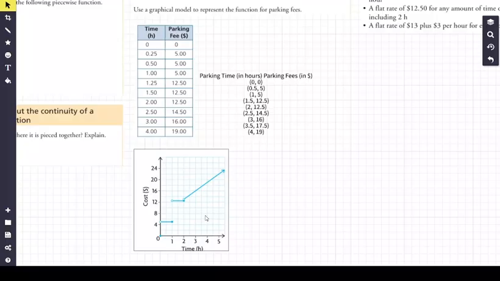This is a relation. There's a closed dot at (1, 5) and an open dot at (1, 12.5) because the parking fee at 1 hour is $5, and vice versa for 2 hours. And the last part, the only really interesting part about this, is that the last part of this graph continues in a straight line because the rate of change is constant after 2 hours. Before that, it's not the rate of change. The function itself is constant.